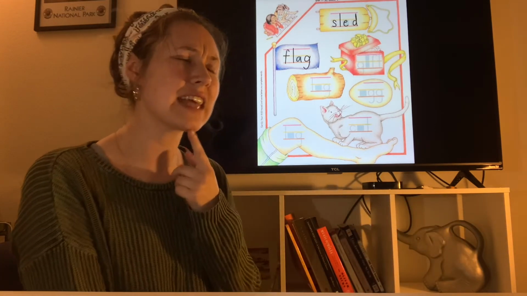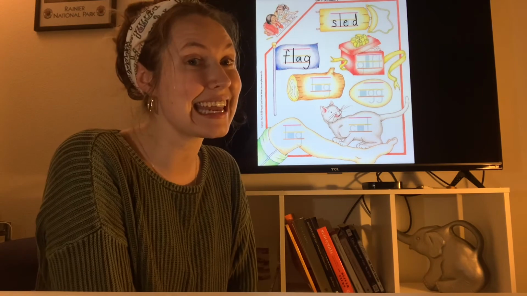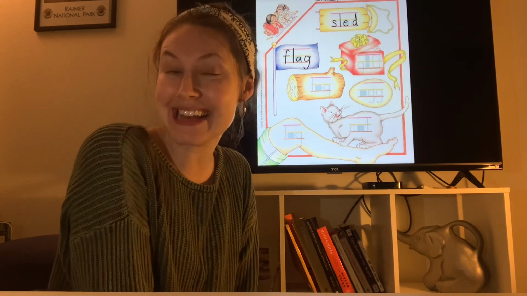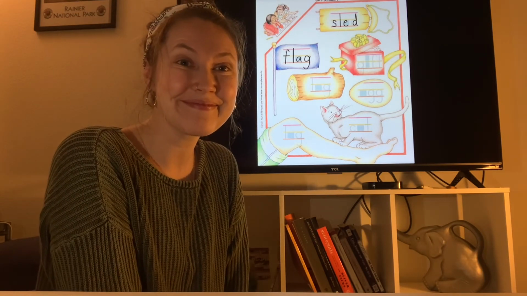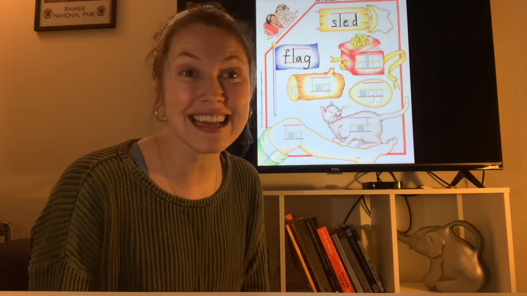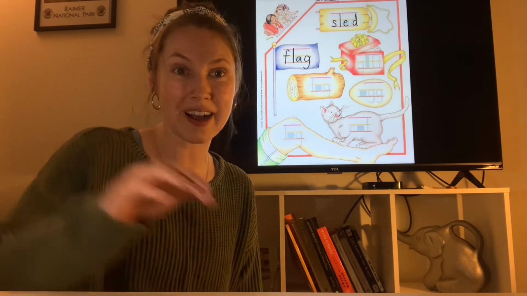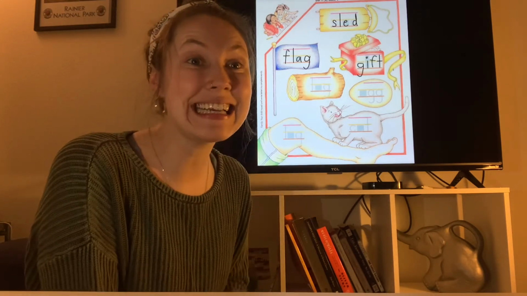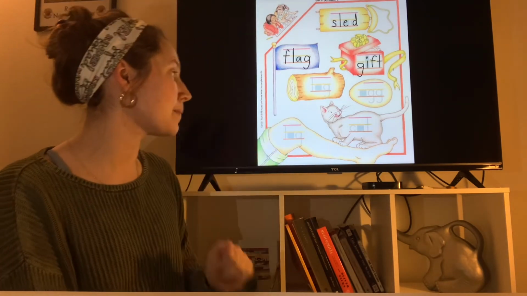So what letter says i, like in icky or igloo? That's right, it's letter I. So let's trace our letters and add an I to our missing box. Okay, so we wrote our word gift. Let's move on to our next picture.